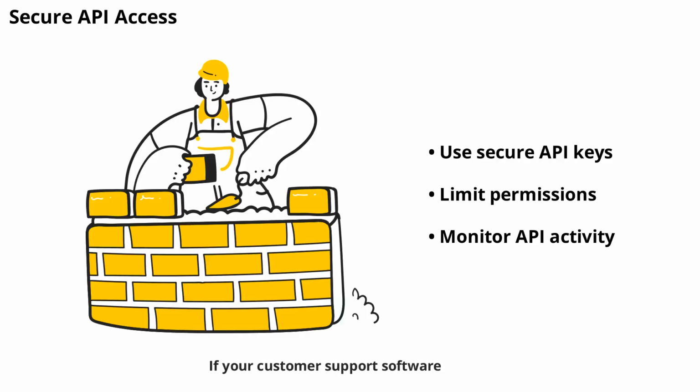If your customer support software integrates with other tools via APIs, securing API access is critical. Use API keys or OAuth tokens and never expose credentials in public repositories. Limit API permissions to only what's necessary, and regularly review access logs for unusual activity. Proper API security prevents unauthorized integrations and data leaks.